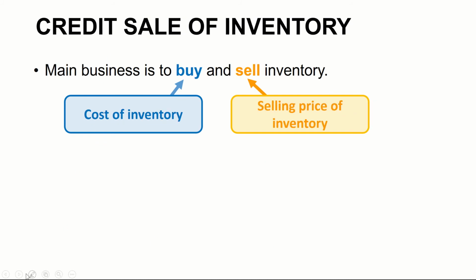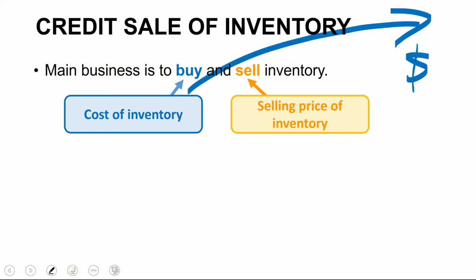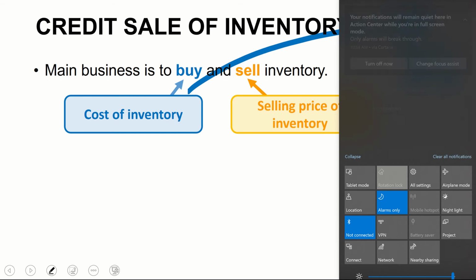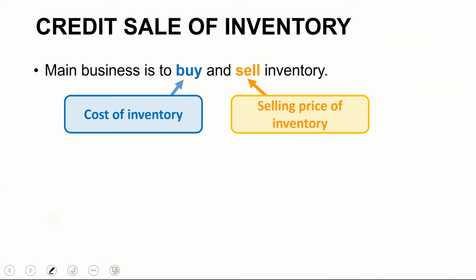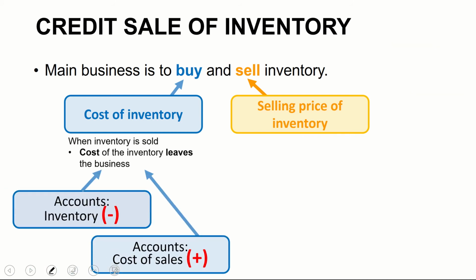Again, let's recall that when there is a sale of inventory, there's a cost of inventory affected and a selling price of inventory affected. Remember, the cost of inventory, $7, leaves together with the customer. But at the same time, what comes in is that $55 income into my business. So we have to record these two transactions separately.